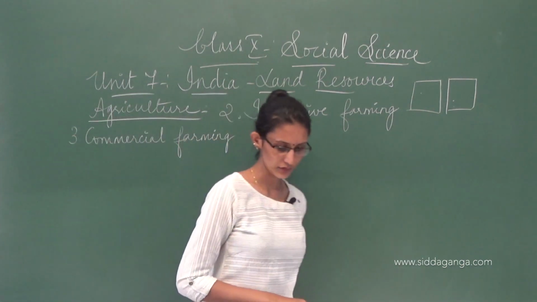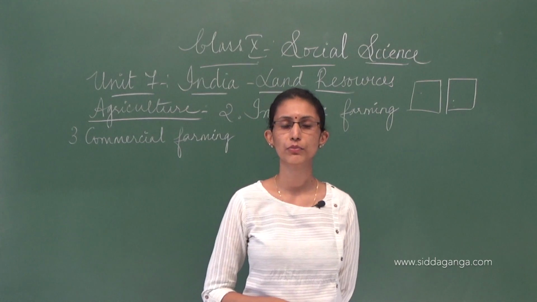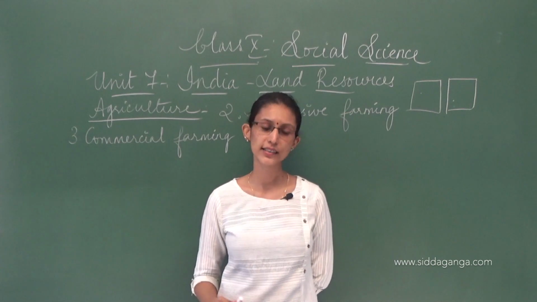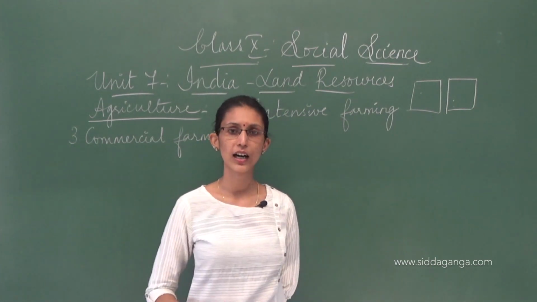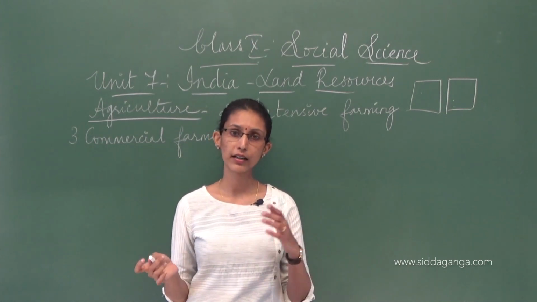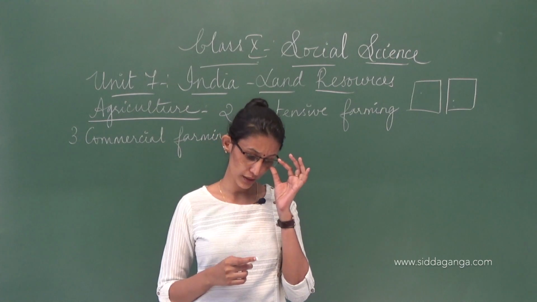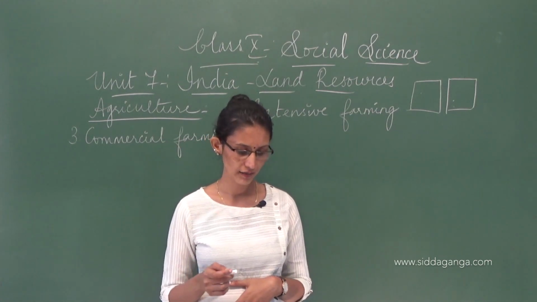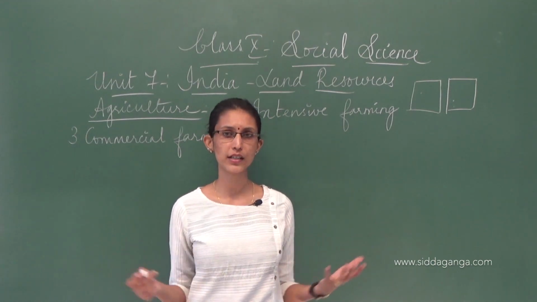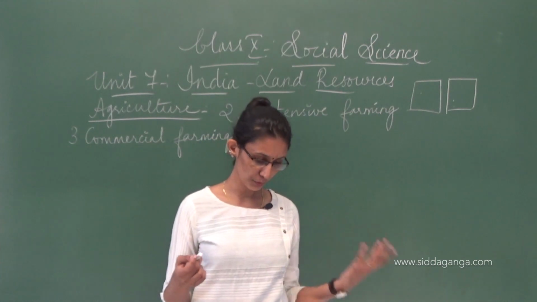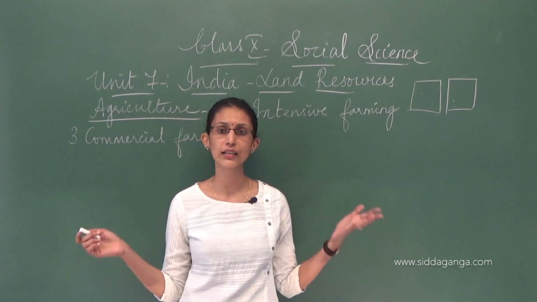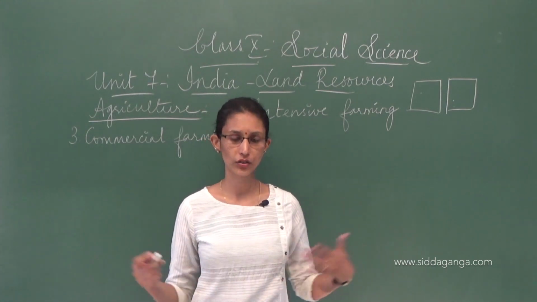Commercial farming. Commercial is for the purpose of profits, for selling of these crops, which are basically grown to send to the market. So when you send it to the market, you make a lot of profit. That's called commercial farming. Now only cash crops are grown here, like wheat, coffee, tea, potatoes, onion. These cash crops are grown on larger land, so that it goes to the market.